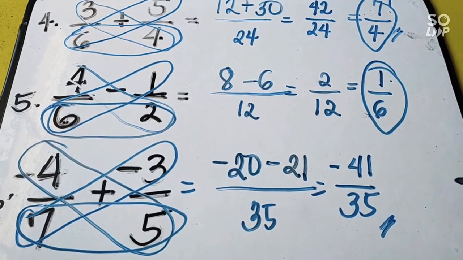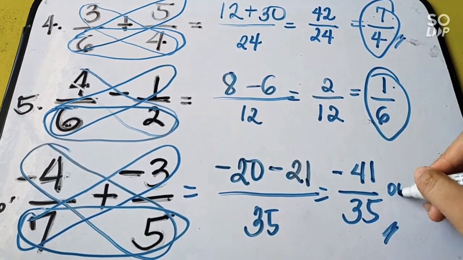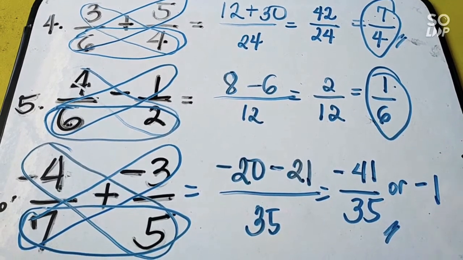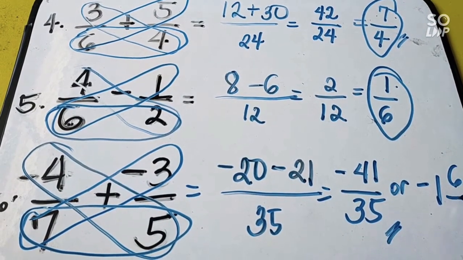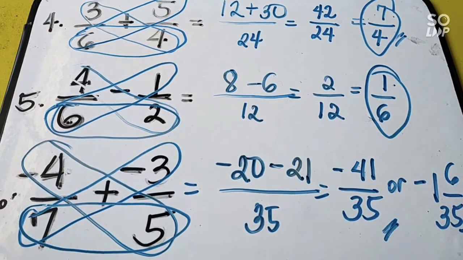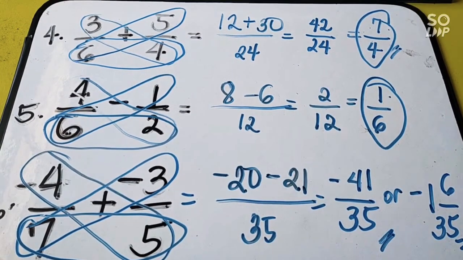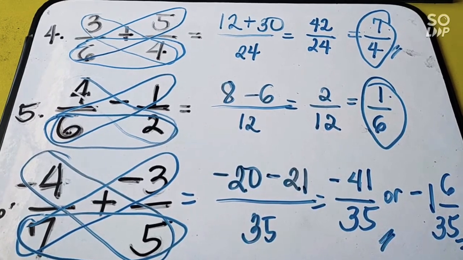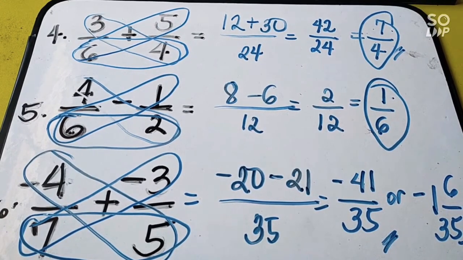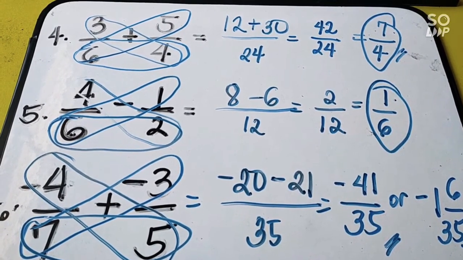Or, you may change it into mixed number. So, the answer is negative 1 and 6 over 35. So, yan yung mga pwede mong sagot. Is it clear? So, that is how you are going to add and subtract dissimilar fractions.